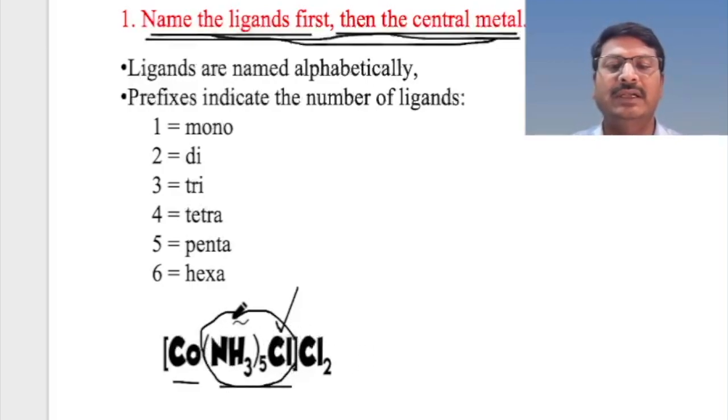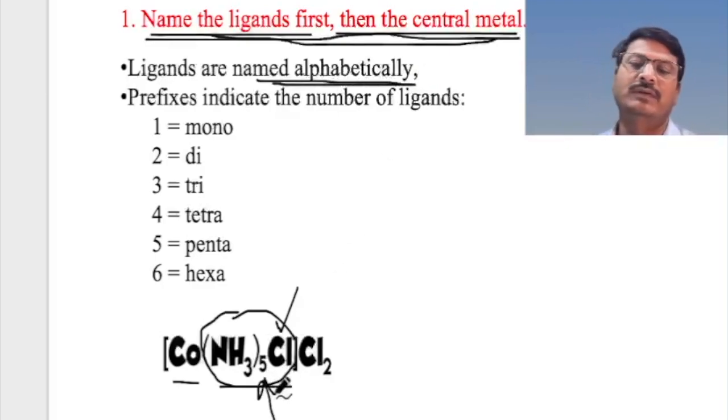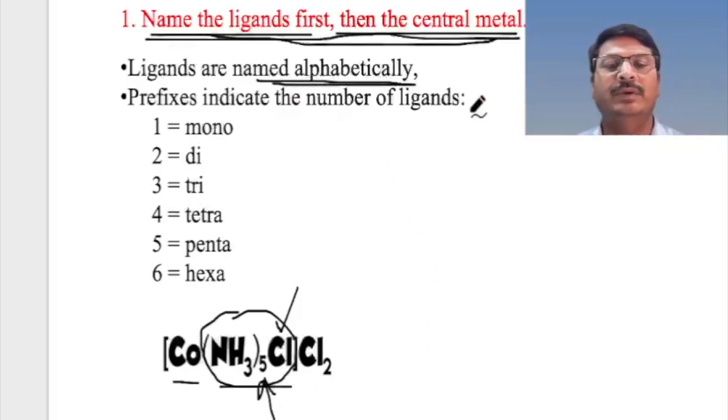First you have to write the ligand names, and when you write the ligands, you have to write them in alphabetical order. If two different ligands are there, you have to write them in alphabetical order, whatever their numbers may be, whether 3, 2 or 4.